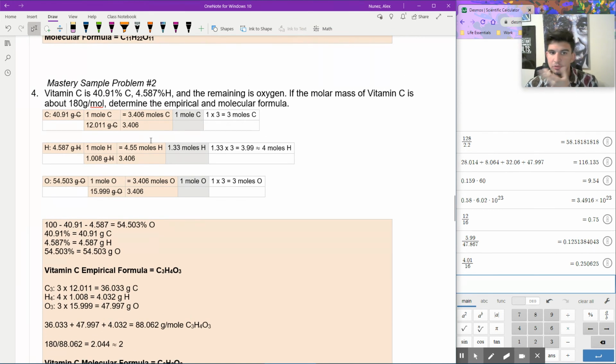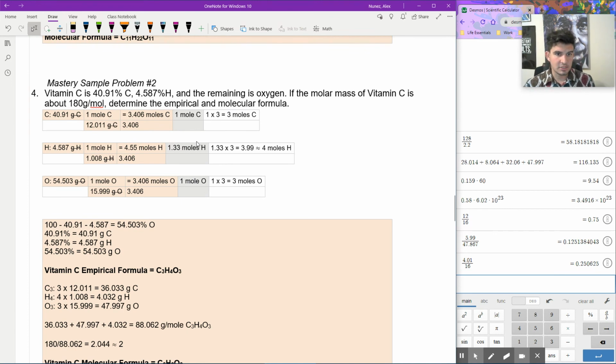From there, we go through the empirical formula process, which we just did. So convert grams of carbon into moles, convert grams of hydrogen into moles, convert grams of oxygen into moles. Then we take the lowest amount, which in this case is 3.406, and divide it on all of them, which is what we just did in the last problem. So we see we get 1 mole of carbon and 1 mole of oxygen, but 1.33 moles of hydrogen.